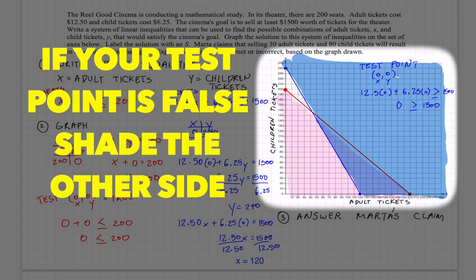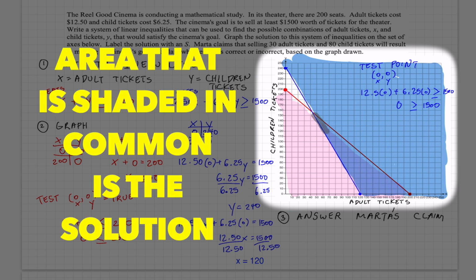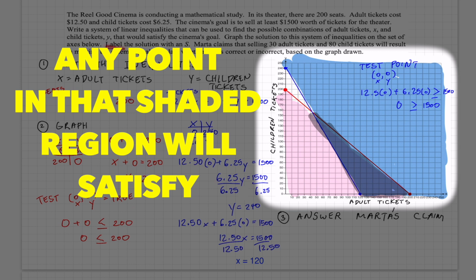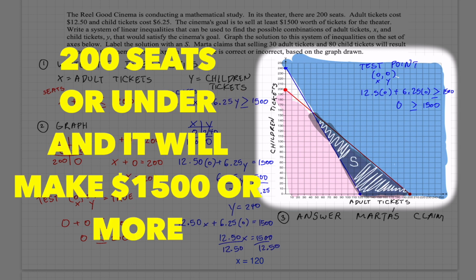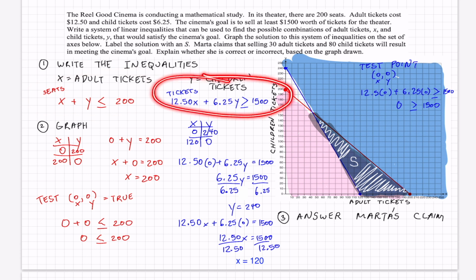If you look at this graph, there is this section here that is true for both statements, for both conditions. And that, my friend, is the solution. I'm just going to darken it for you. It says right here, label the solution with S. That area where they intersect satisfies both conditions. It's going to be under or equal to 200 seats, and they're going to meet their goal of 1500. Wow, what a long problem. It's a marathon. Hope you guys are still with me.